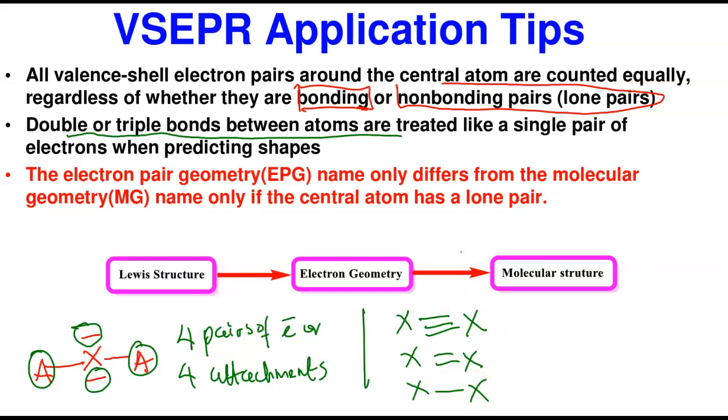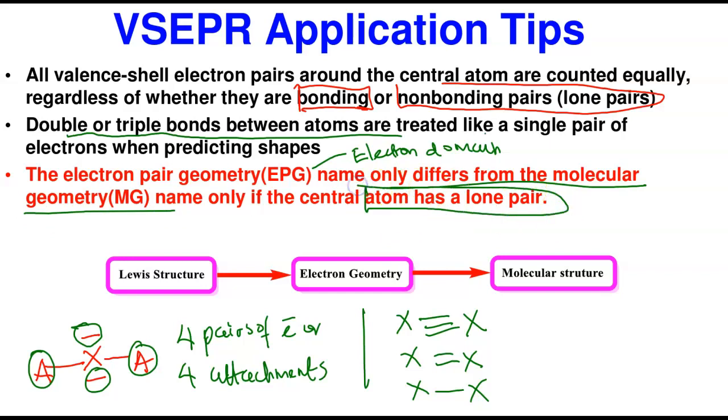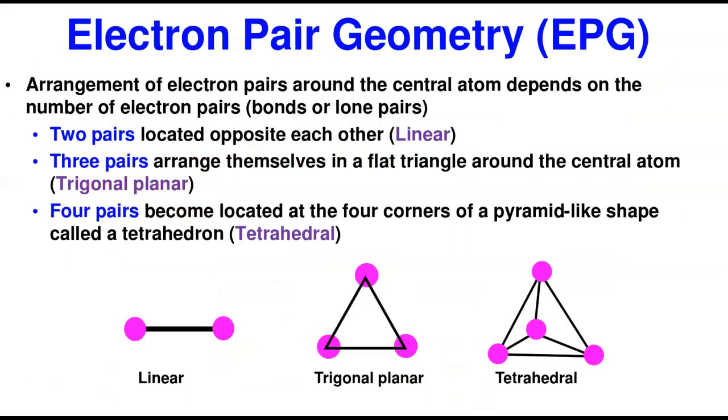And one last thing is the electron pair geometry name, which is what we call the EPG. Some people will call it electron geometry or electron domain, so whichever one you want to call it. The electron domain name will only differ from the molecular geometry name, or the three-dimensional name, if the central atom has a lone pair. So we need to worry only when this atom has a lone pair, because it is the lone pair that makes all the difference.